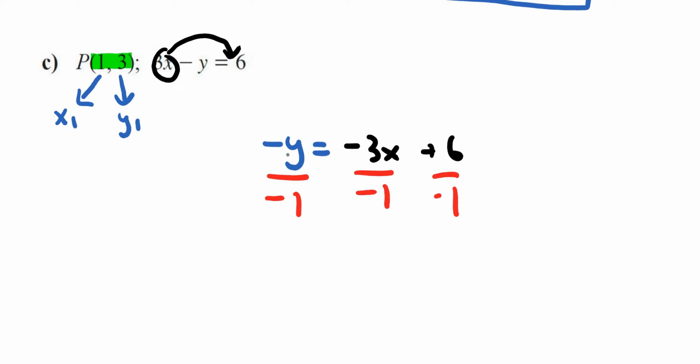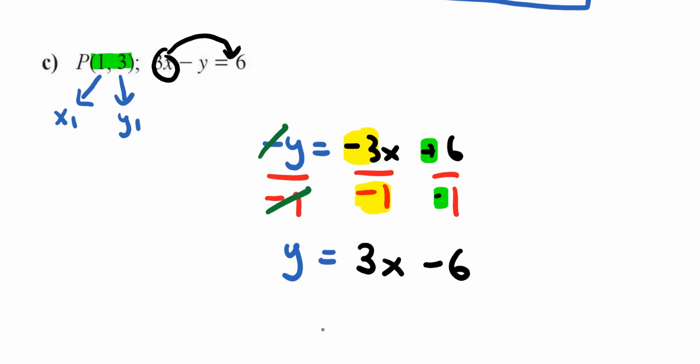And if you do that, then this minus sign and that cancel, giving you just a positive y. And then on the right-hand side, I have a negative 3 and a negative 1. So negative 3 divided by negative 1 is positive 3, so positive 3x. And then I have a positive and a negative, so positive 6 divided by negative 1 is negative 6. Therefore, the slope of my line is going to be 3.